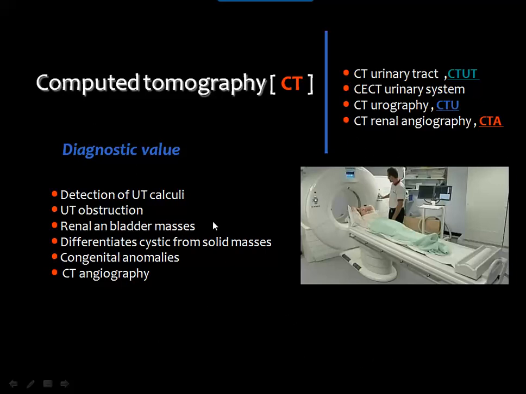The CT UT in particular is very helpful in detection of urinary tract calculi that could not be detected by plain UT and ultrasound. It is also of value in assessment of urinary tract obstruction and in the detection of renal and bladder masses and in the differentiation between cystic and solid lesions, and also to show the congenital anomalies using the CT urography facility, and to assess the renal vascularity and the renal vessels using the facility of CT renal angiography.